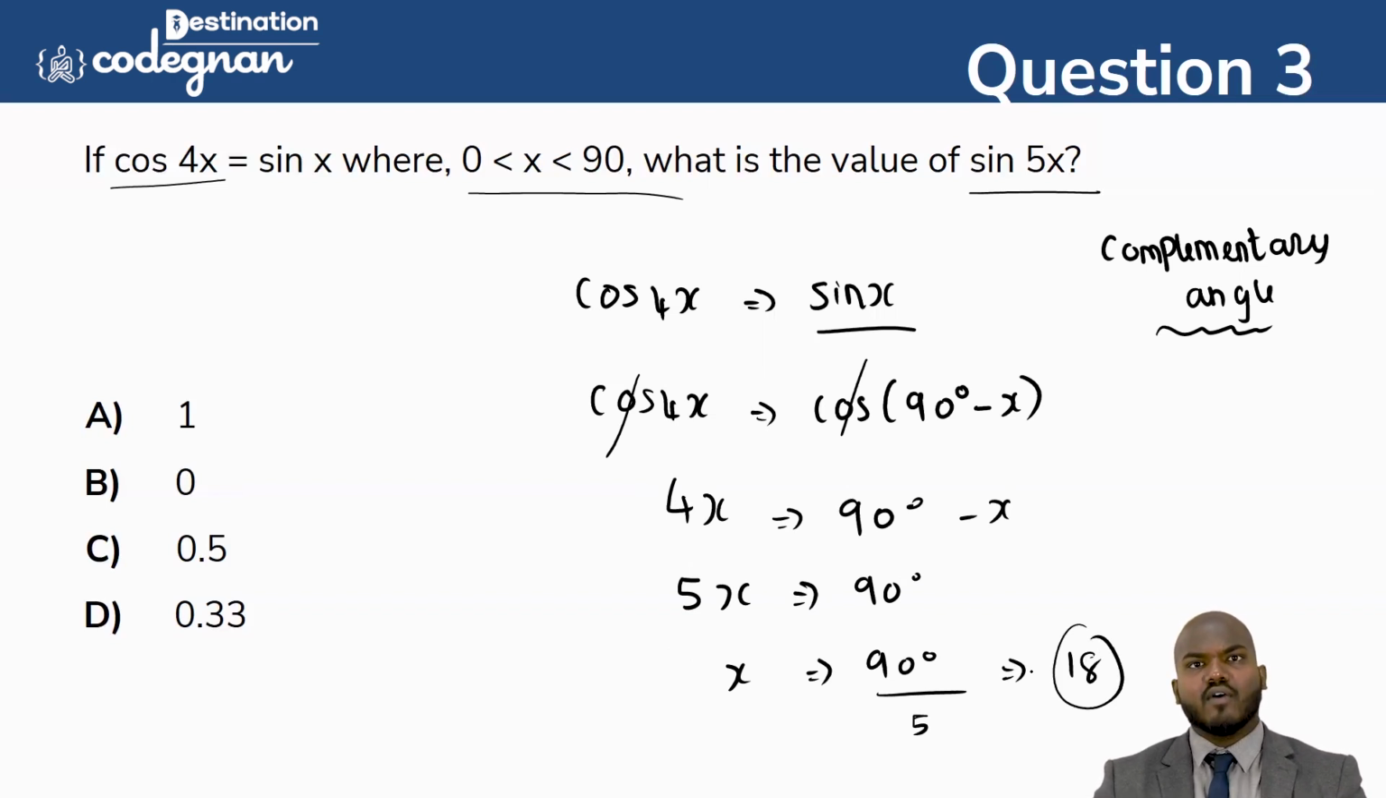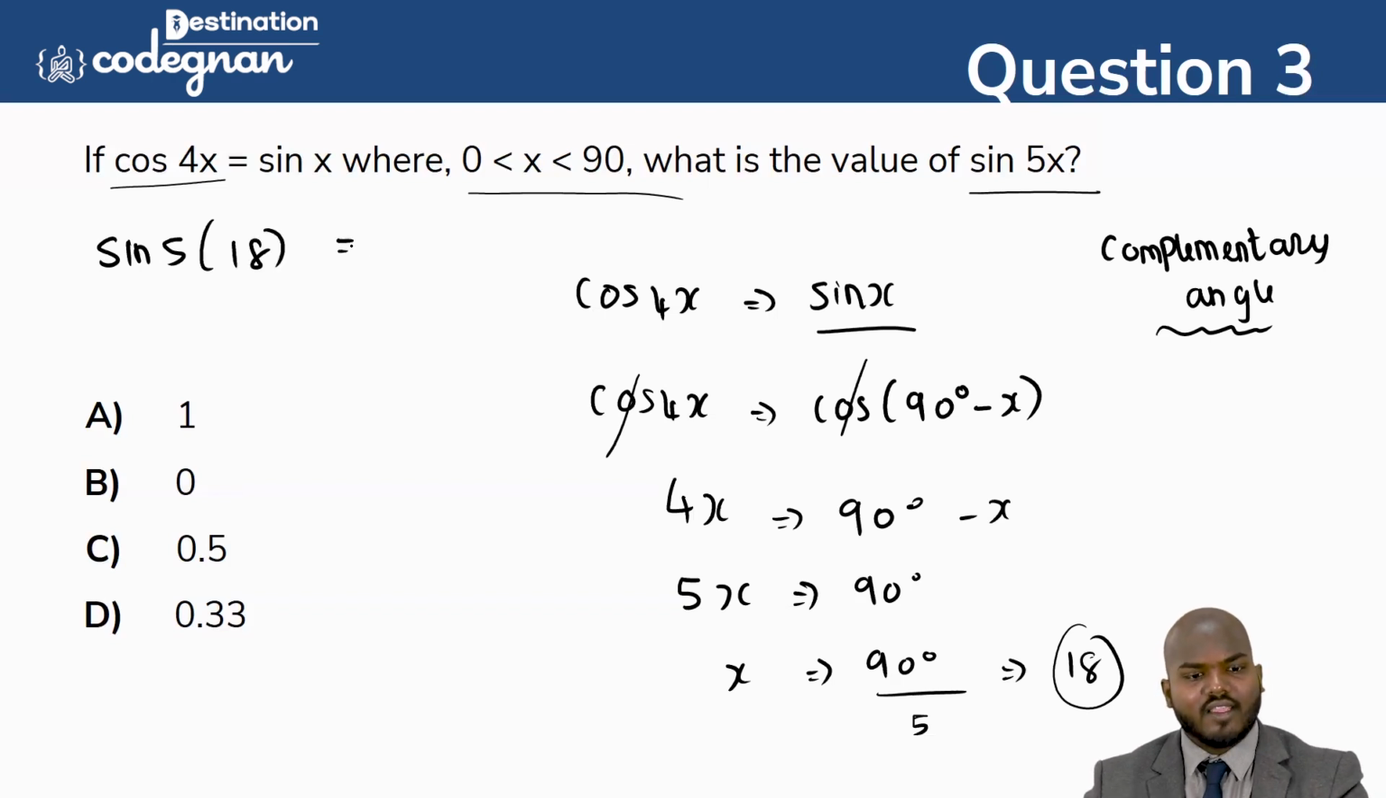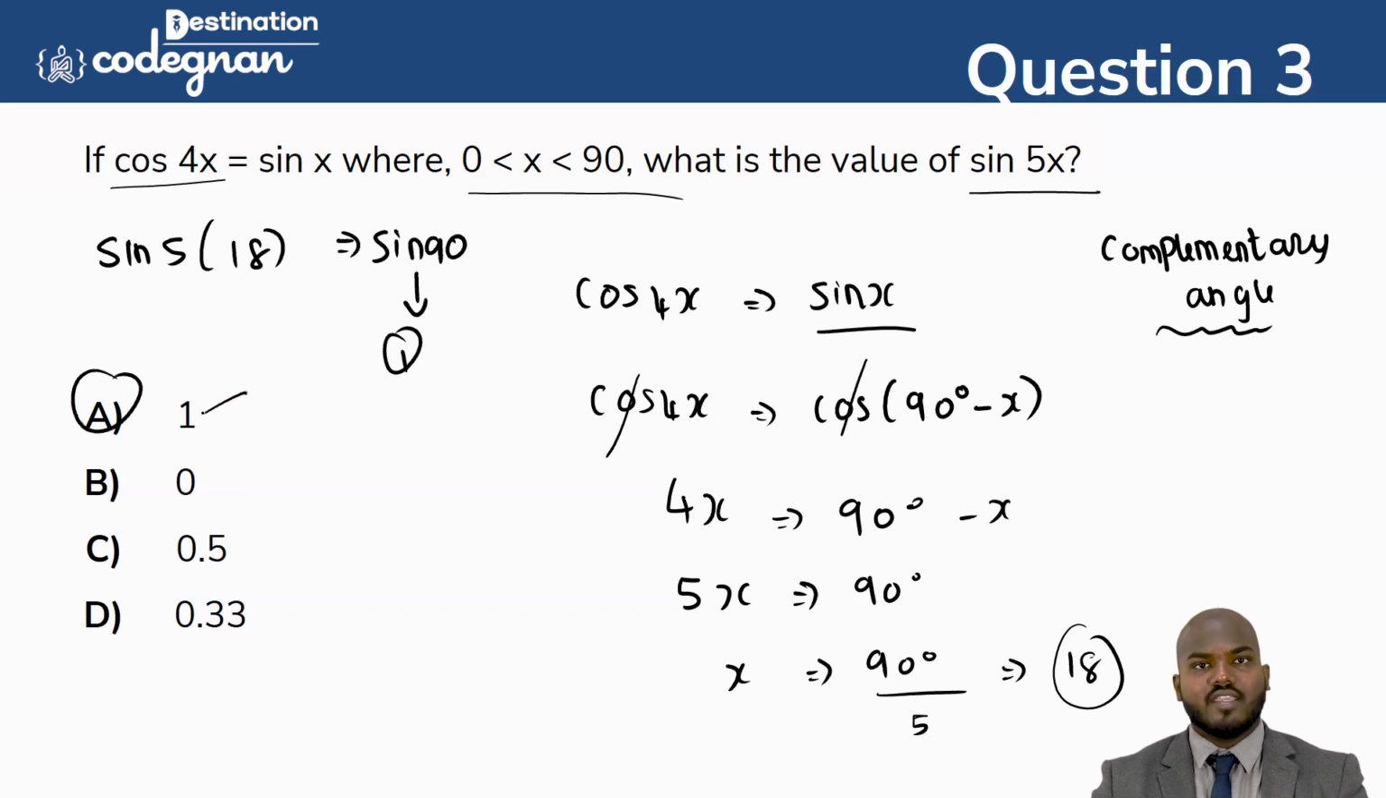But I need the value of sine 5x, which is what I was responding to here. So sine 5 times x, with x equal to 18, if I multiply this, I'll get sine 90. So sine 90 is equal to 1. So option A is the correct answer in this particular question.